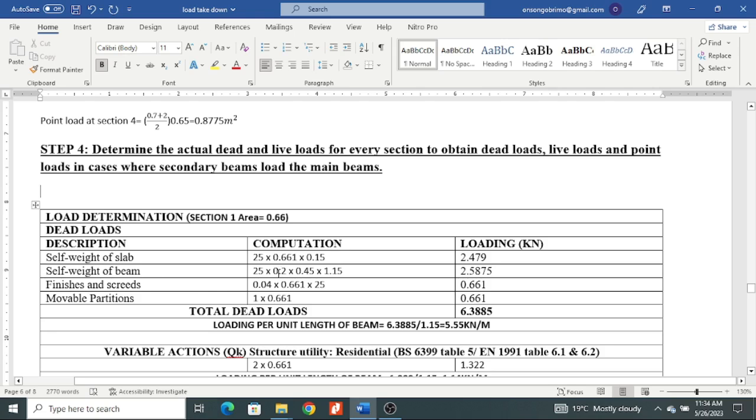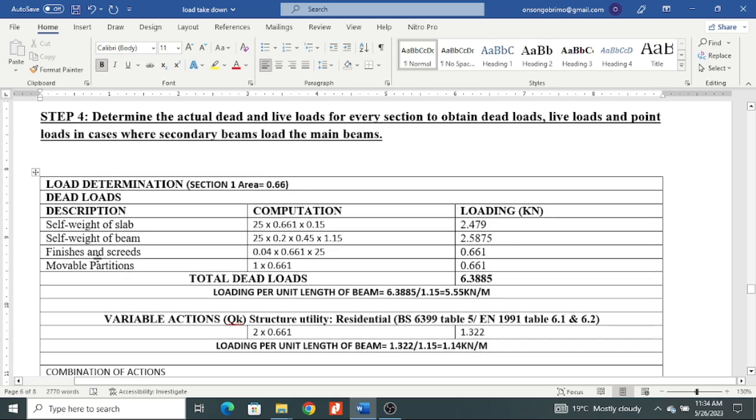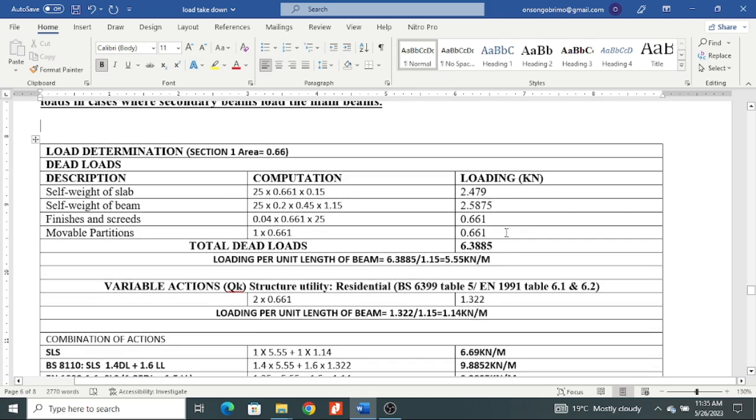My beam was 200 millimeters by 450, and this is in meters, and I've done the length of the beam for this section, and this is the density of my concrete, and there is my loading. Then I have finishes and screeds on my slab, which amount to 0.04, that is 40 millimeters thick. Multiplied by the area and the density, I'm going to achieve that. Also, for movable partitions, I've decided that section might be having some movable partitions, and I have determined that. So I have added all these loadings to come up with 6.385 kilonewtons.